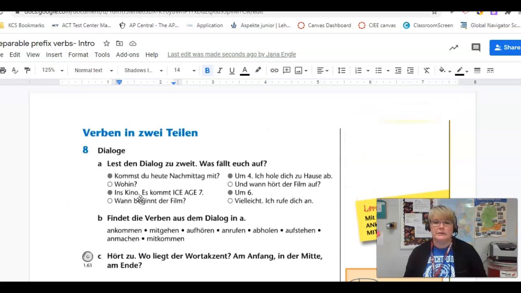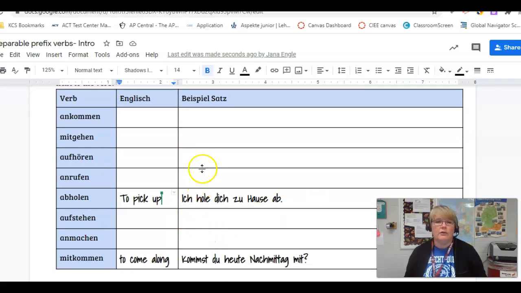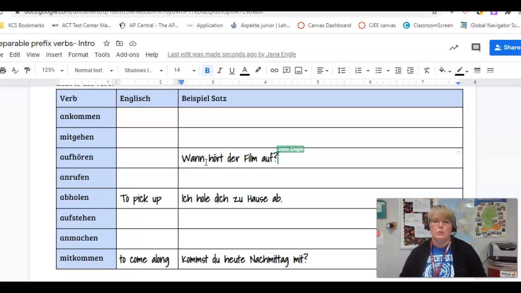All right, let's see what else we got. Und wann hört der Film auf? There's one: aufhören. Wann hört der Film auf? Also there it is. When does the movie stop? When does it quit? Aufhören, to quit, or to stop, or to be finished.